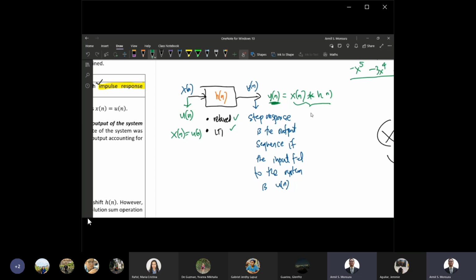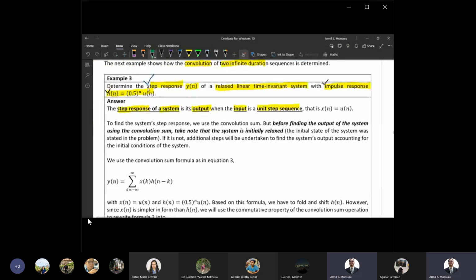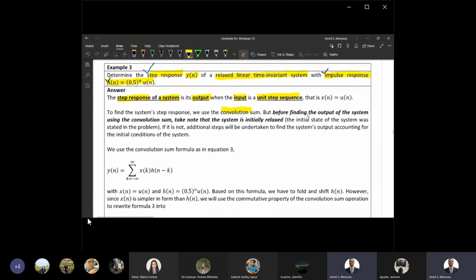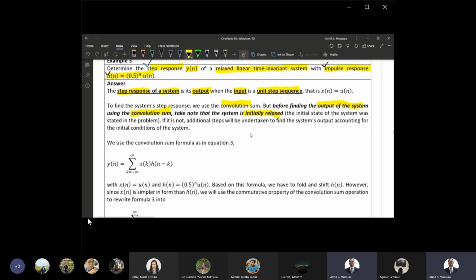So, ito na nga yun. To find the system step response, we use the convolution sum. Before we find the output of the system using the convolution sum, we take note that the system is relaxed, which is stated naman in the problem. Pag hindi kasi siya relaxed, may mga kailangan pa tayong gawin para magamit natin yung h of n at saka convolution sum dun sa system natin.